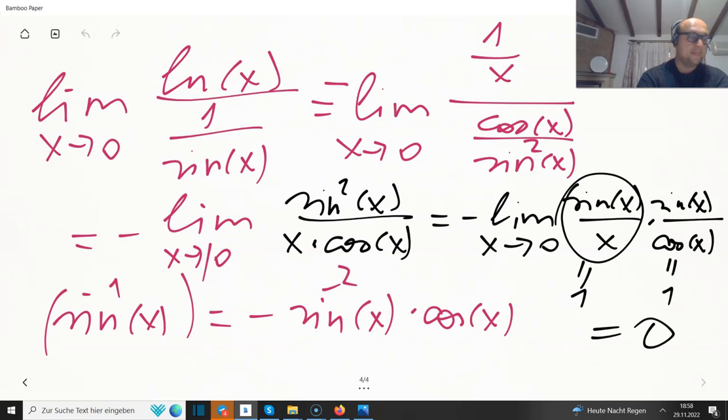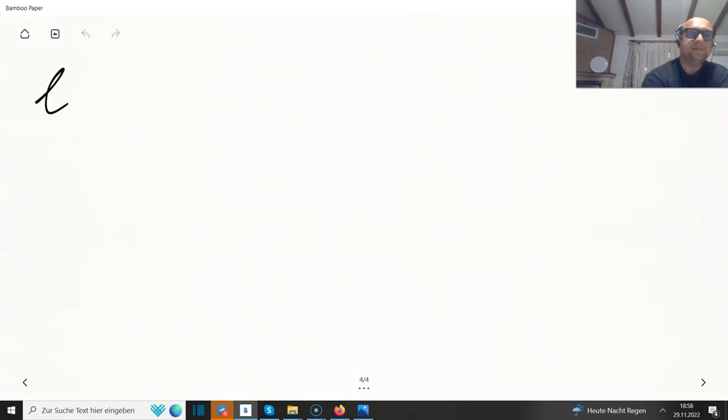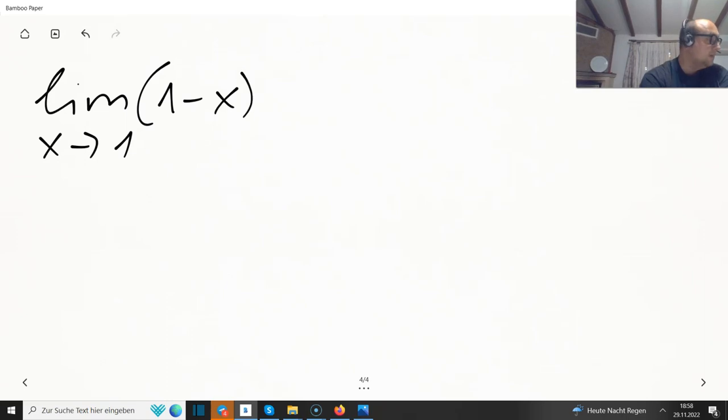Well, let's do it. Limit x towards 1. We're going to get 1 minus x to the power of the cosine of pi divided by 2 times x. Okay, so what's happening here? We have 1 minus x, which is 0, if x is running towards 1. And we have cosine of pi divided by 2, which is 0 again. So we expect 0 to the power of 0, which should be 1, probably.